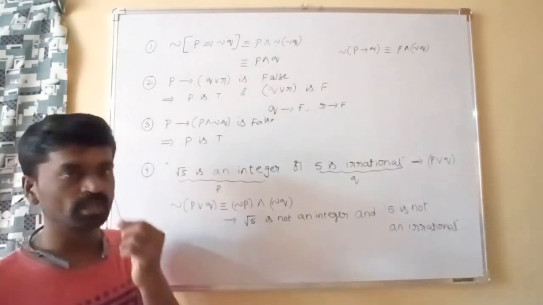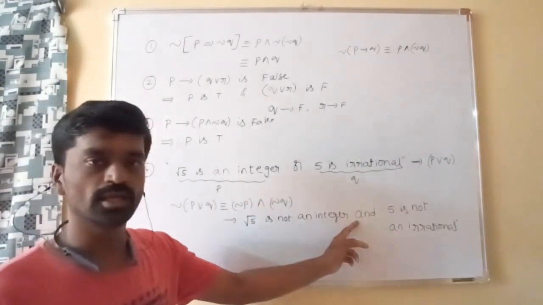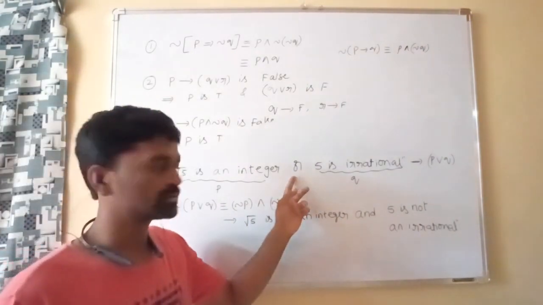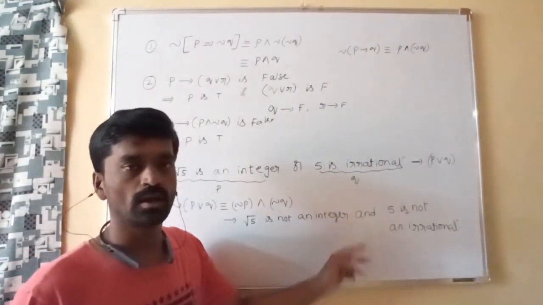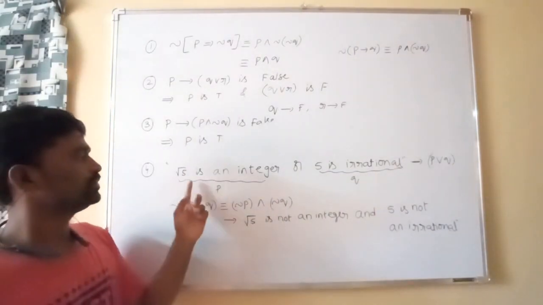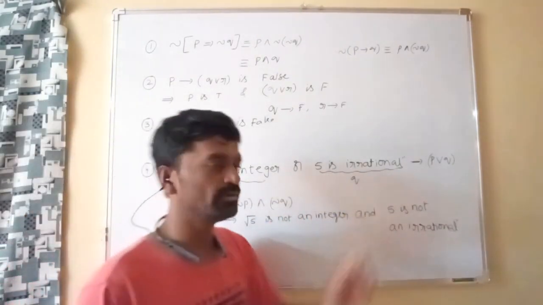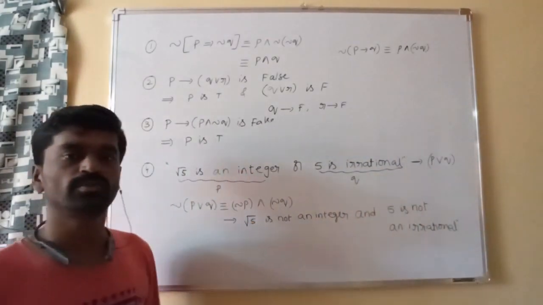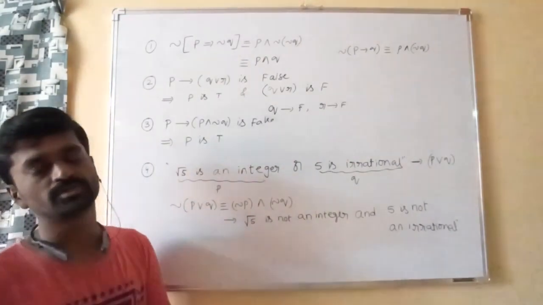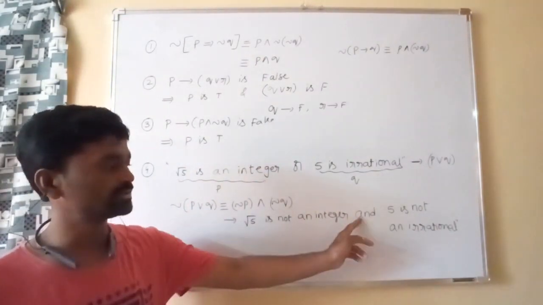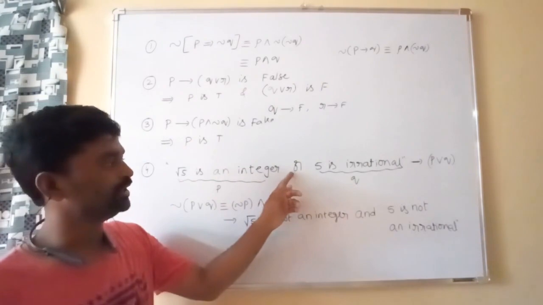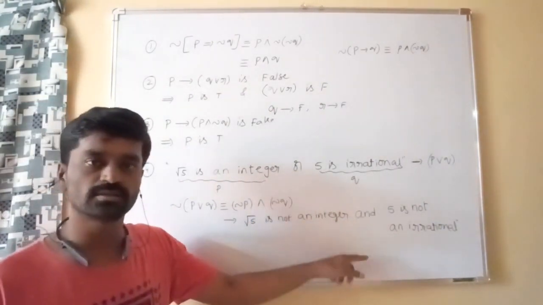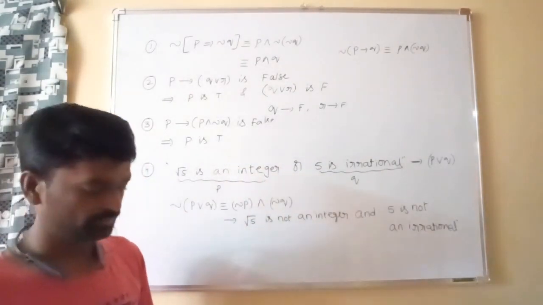Some of the people I observed that here OR is there, in the negation AND will come. It won't come again OR. Here in this statement AND is there. Here what you will get? OR. For example, in this statement, root 5 is an integer and 5 is irrational is given. Then here we have to denote it by P and Q, and negation of P ∧ Q using De Morgan's law becomes ¬P ∨ ¬Q, and here this AND becomes OR. So if OR is there, in its negation AND will come. If AND is there, then in its negation OR will come. Okay.